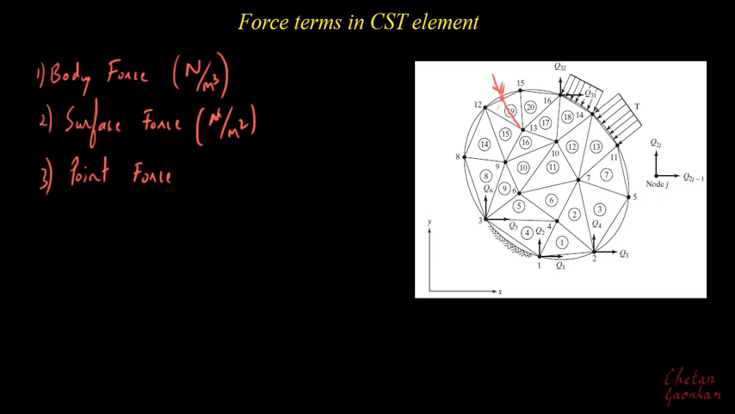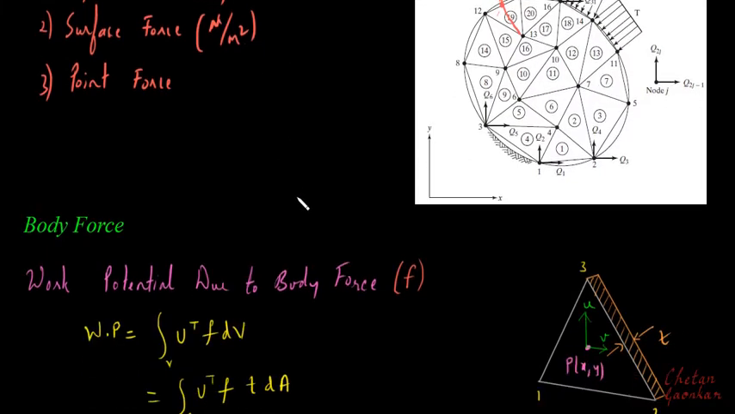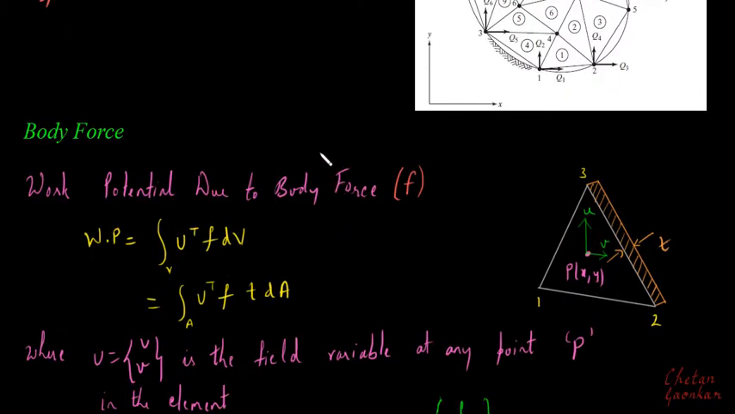Now first let us start with body force. The body force is something which acts on the entire body, and that is why we give it in terms of force per unit volume, which we had discussed last time. If I want to frame the expression for work potential using body force, I know that the work potential is nothing but force multiplied by corresponding displacement. But here, since this is a body force term, I will have to multiply it with the volume, because the body force term is per unit volume. So if I multiply it with volume, I will get a force.